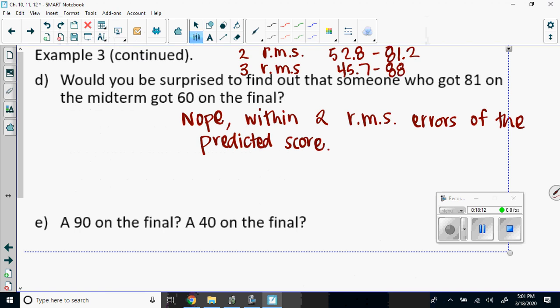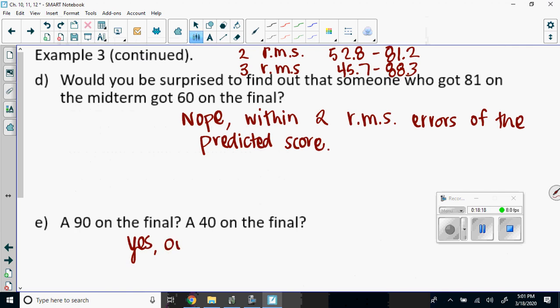And it's even outside of those ranges for both 40 and 90. So I'm going to say, yes, I am surprised on that one, outside of 3 RMS errors. If it was in between 2 and 3, I'd say I might be surprised, but it's still within 3 RMS errors. When it's outside 3 RMS errors, we're going to say we are surprised.